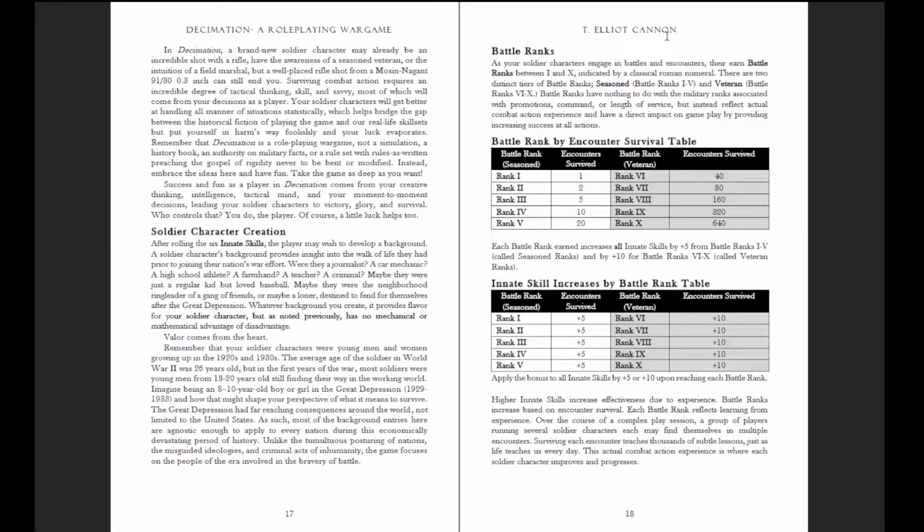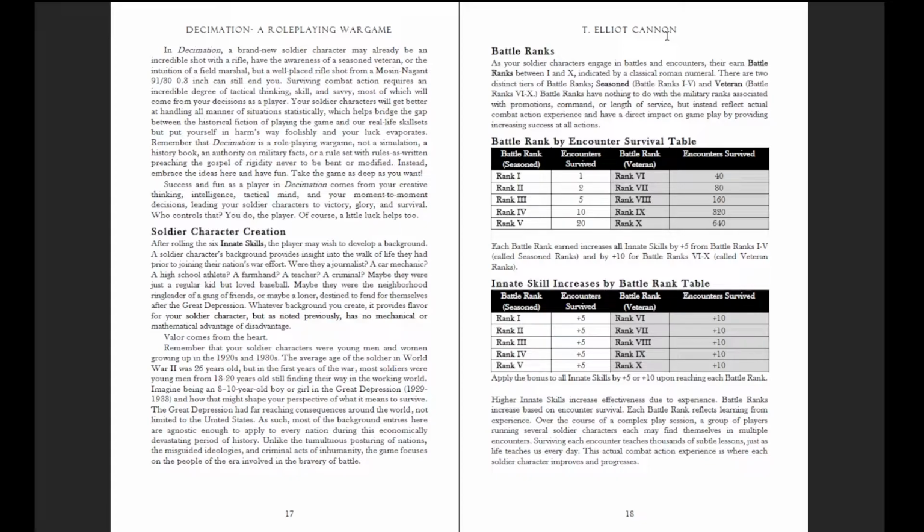There's veteran ranks and seasoned ranks. Seasoned ranks is like, I'm a complete noob. I just arrived at the battlefield. I've only been in one or two firefights, I mean, one or two encounters, one or two missions. From battle rank 1 to 5 is seasoned battle rank. From rank 6 to 10 is veteran ranks.